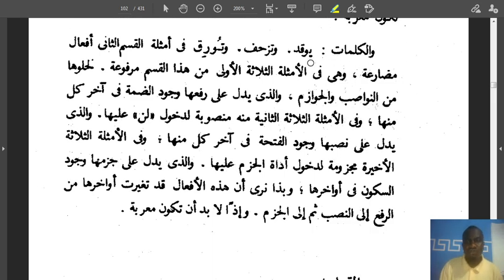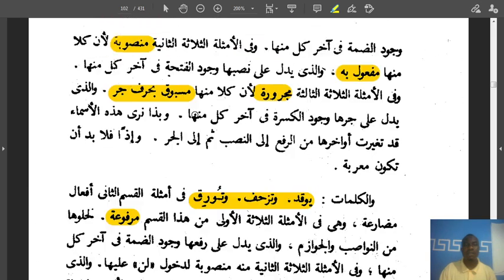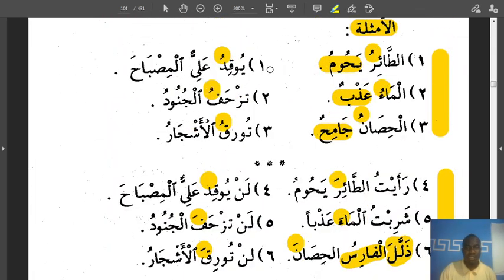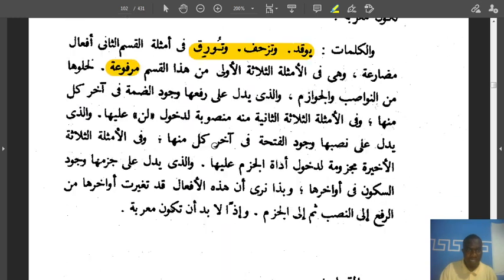It says: والكلمات يوقد وتزحف وتورك في الأمثلة القسم الثاني. In the second partition, these three words are أفعال مضارعة, present tense verbs. وهي في الأمثلة الثلاثة الأولى من هذا القسم, in the first three examples in this partition, they are مرفوعة, marfu'a. Let's go back and check. In these first three, realize that we have dhamma, dhamma, dhamma. So it is marfu', as accurately explained here for us.